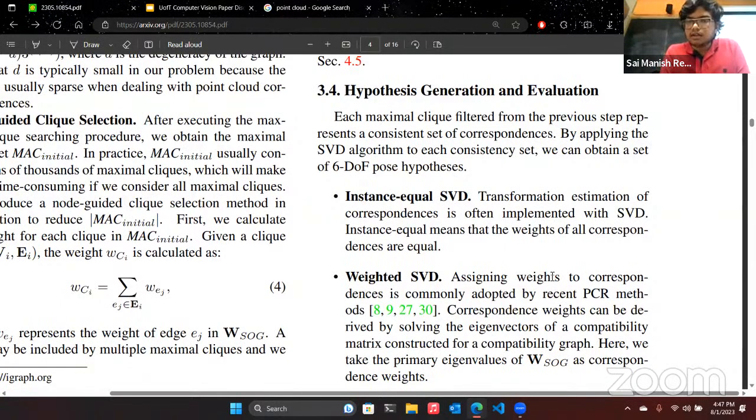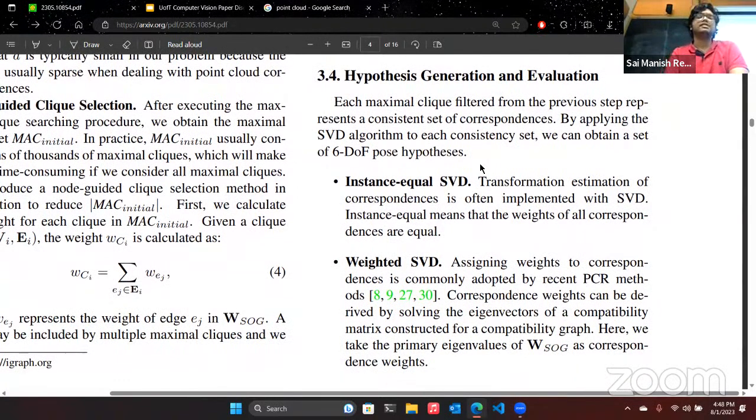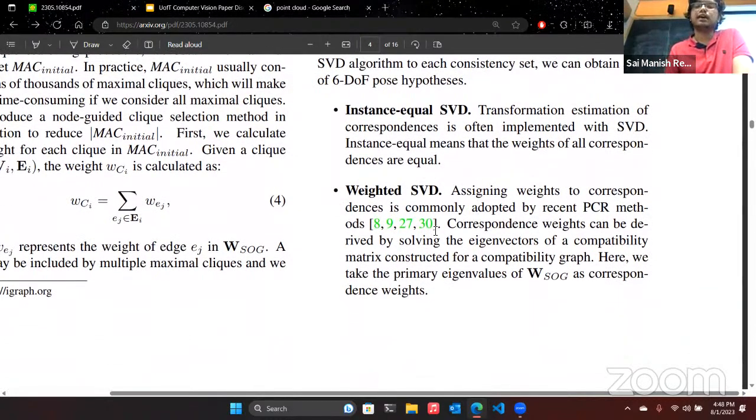So now that we have filtered them, we also found a consistent set of correspondences. Now we apply the SVD algorithm to each consistency set to obtain the 6DOF pose hypothesis. For the correspondence sets that have equal weights, we use the instance-equal SVD. For the sets that don't have the same weight, we use a weighted SVD.